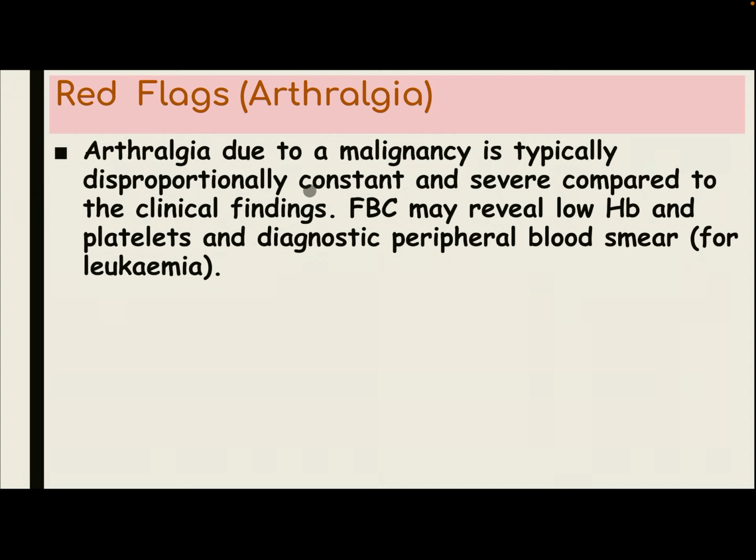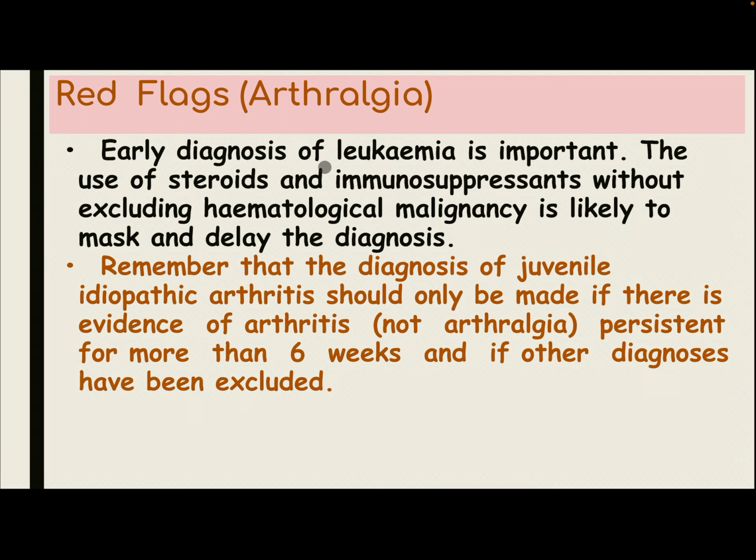Arthralgia due to malignancy is typically disproportionately constant and severe compared to the clinical findings. Full blood count may reveal low hemoglobin and platelets, and a peripheral blood smear is diagnostic for leukemia. Early diagnosis of leukemia is important. The use of steroids and immunosuppressants without excluding hematological malignancy is likely to mask and delay the diagnosis. Remember that the diagnosis of JIA should only be made if there is evidence of arthritis, not arthralgia, persisting for more than 6 weeks, and if other diagnoses have been excluded.